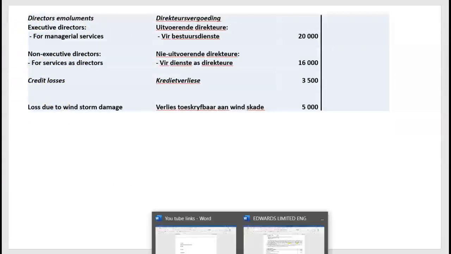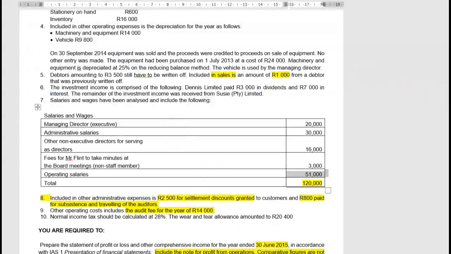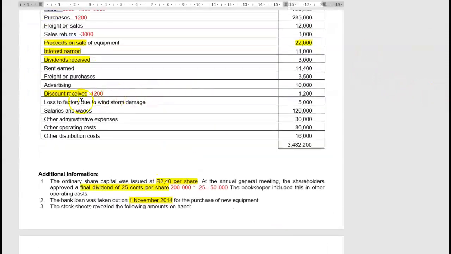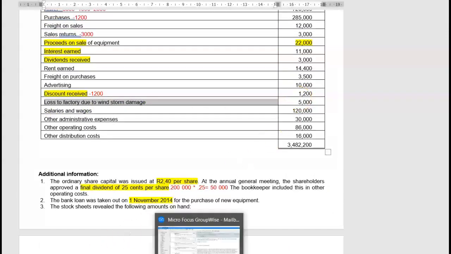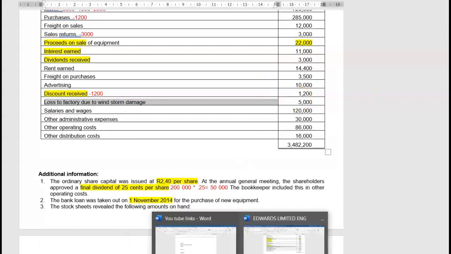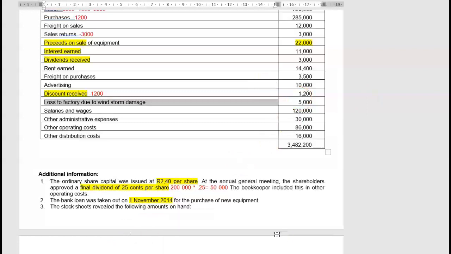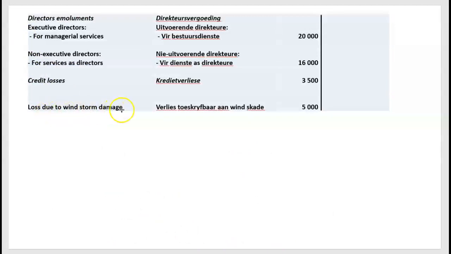Then in our trial balance, here it is, loss to factory due to wind damage, 5,000 rand. That is also a separately disclosable item. Anything that happens to your non-current assets basically needs to be disclosed. So that loss due to windstorm damage, 5,000 rand, needs to be shown as well.